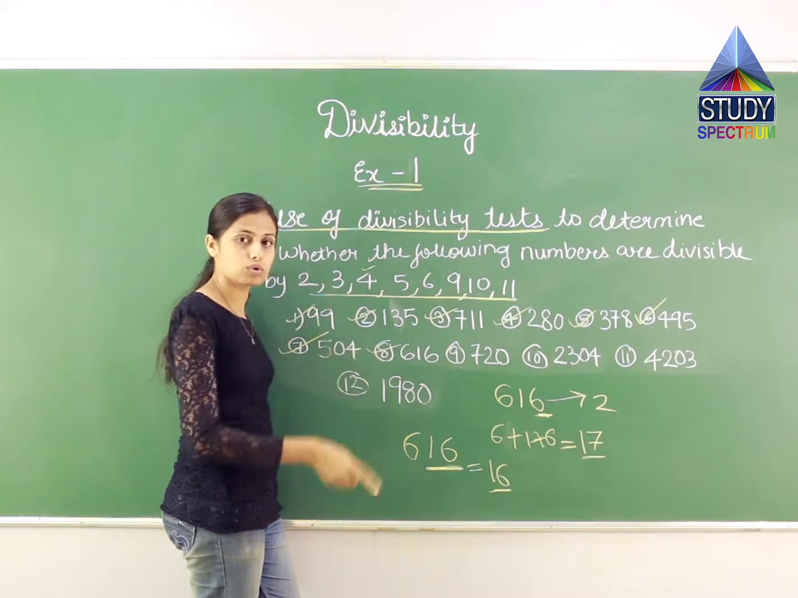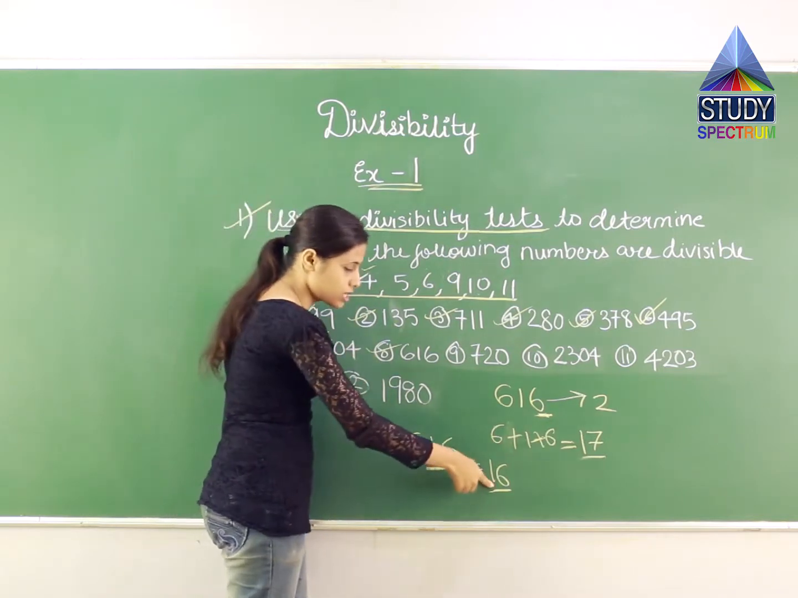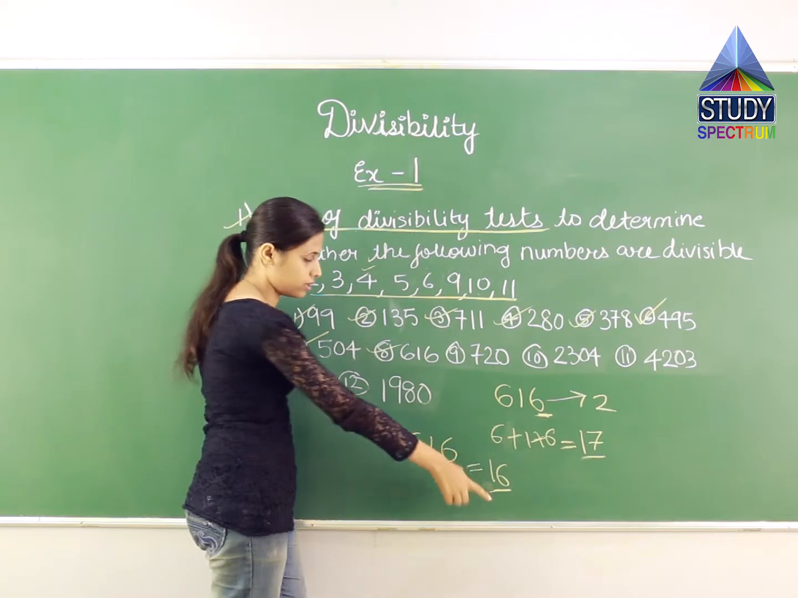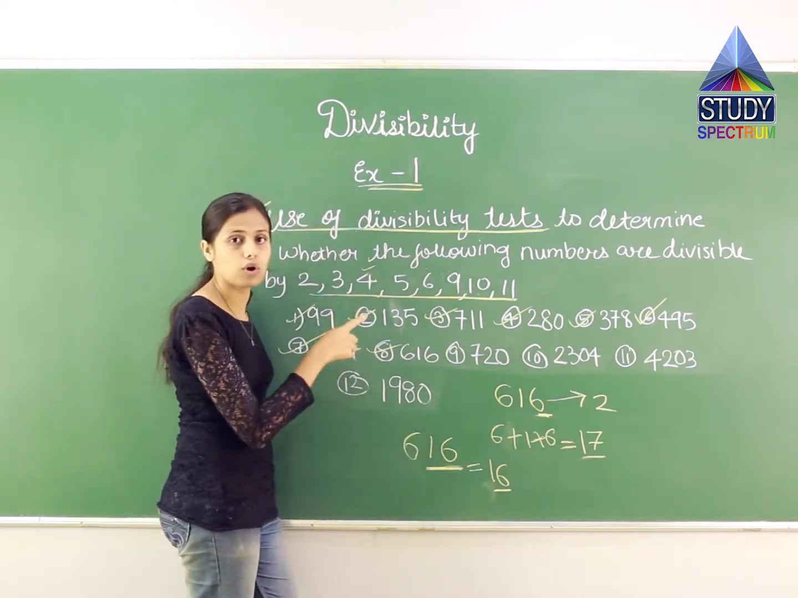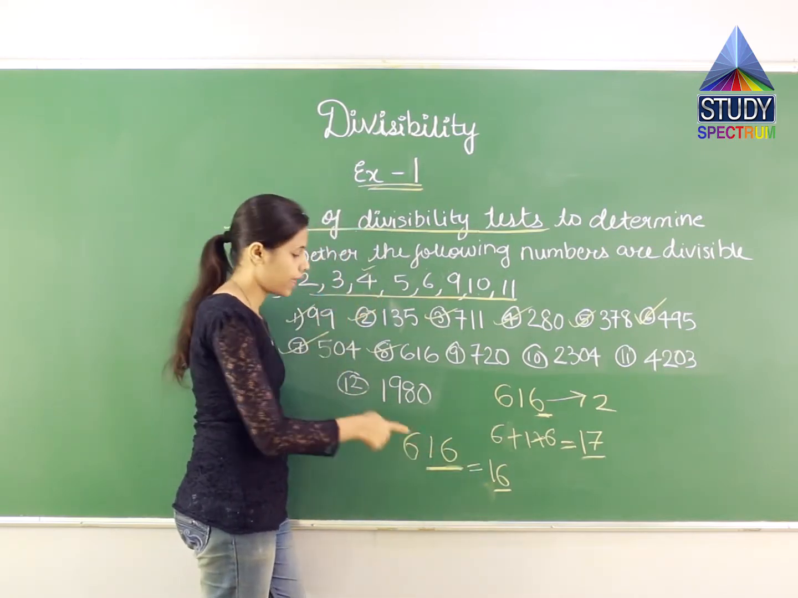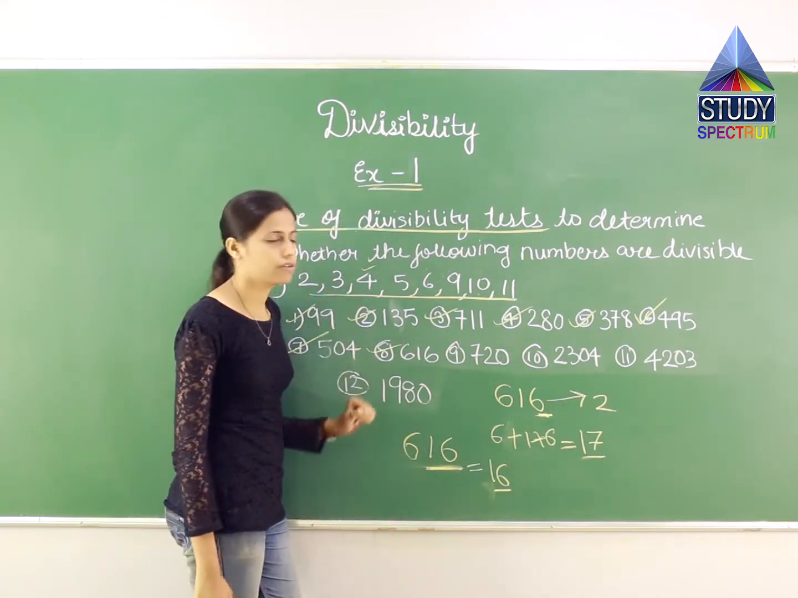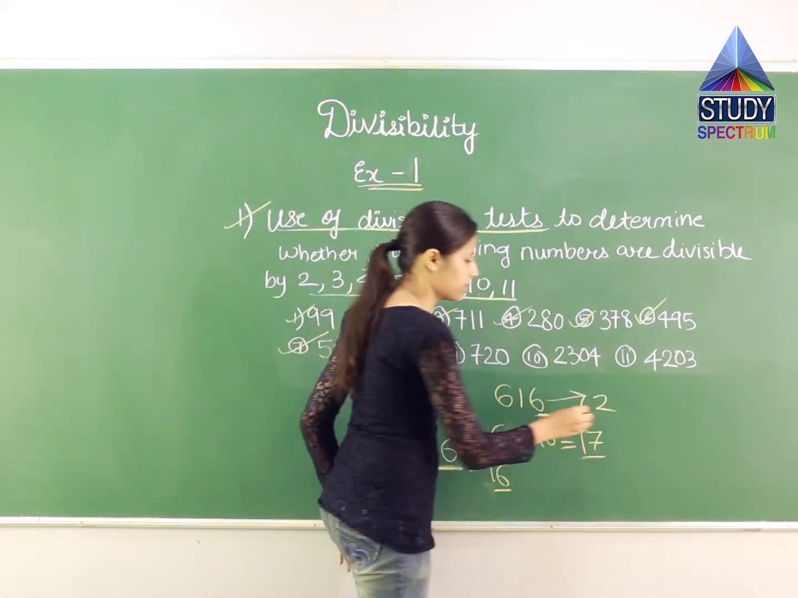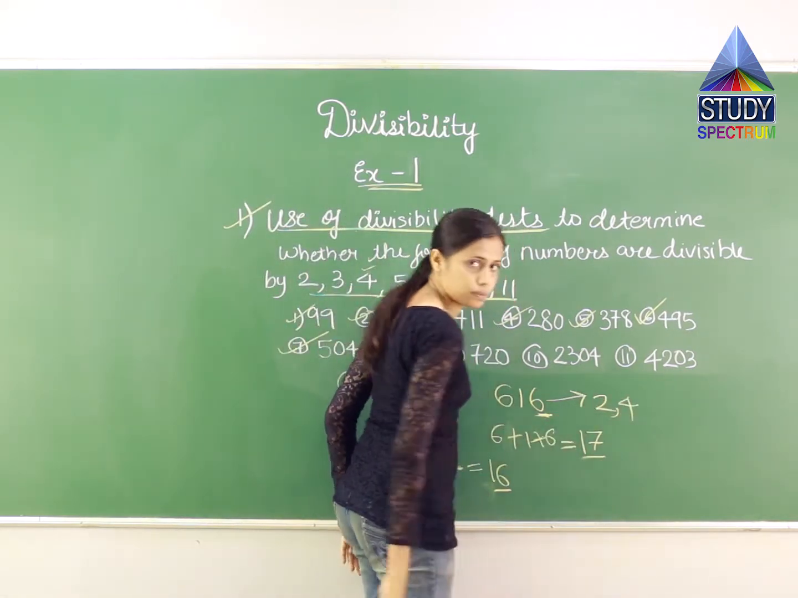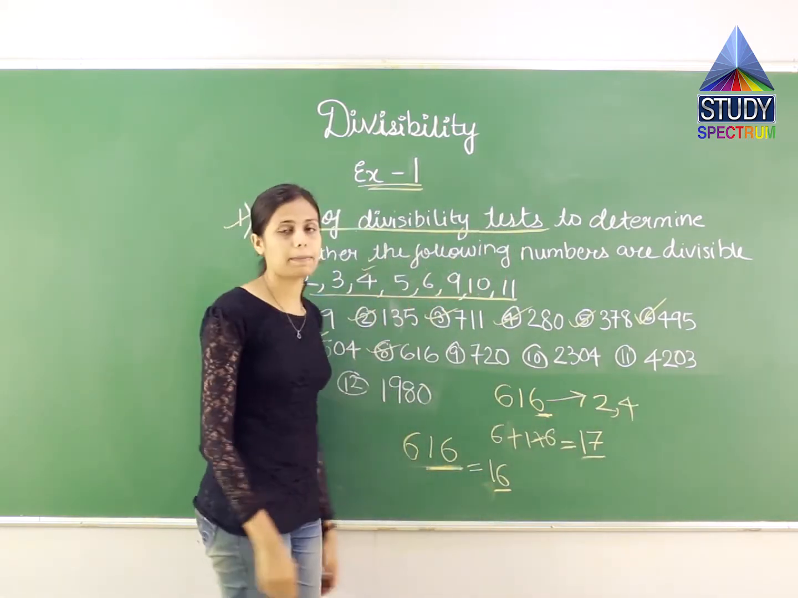4 1s are 4, 4 2s are 8, 4 3s are 12, 4 4s are 16. So I get 16, means 16 is divisible by 4. So if 16 is divisible by 4, then this entire number 616 is divisible by 4. So I can say that this number is divisible by 4.